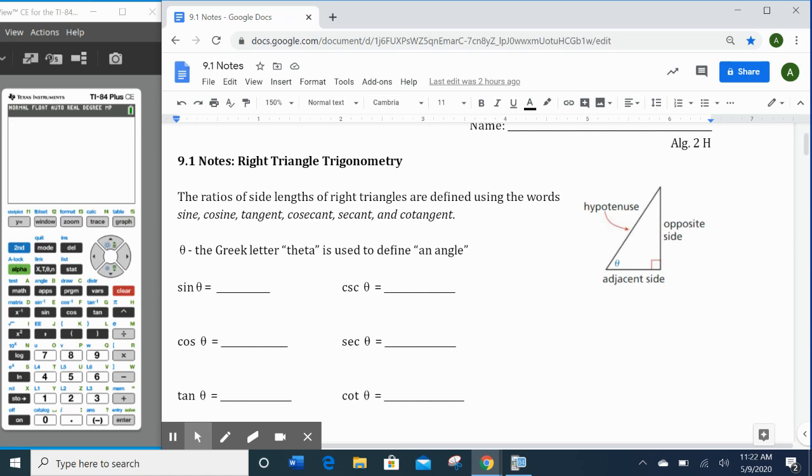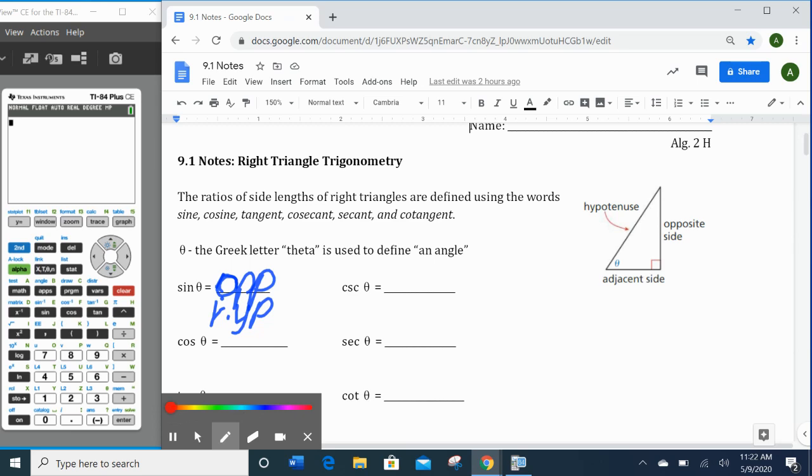So the 6 words that I'm using, I've listed here: sine, cosine, etc. And then this symbol theta is a Greek letter, and it's just defining the angle. So instead of calling it angle A, they call it angle theta. And so the sine of an angle is defined as the ratio of the opposite side to the hypotenuse. So I'm going to call it opposite over hypotenuse.